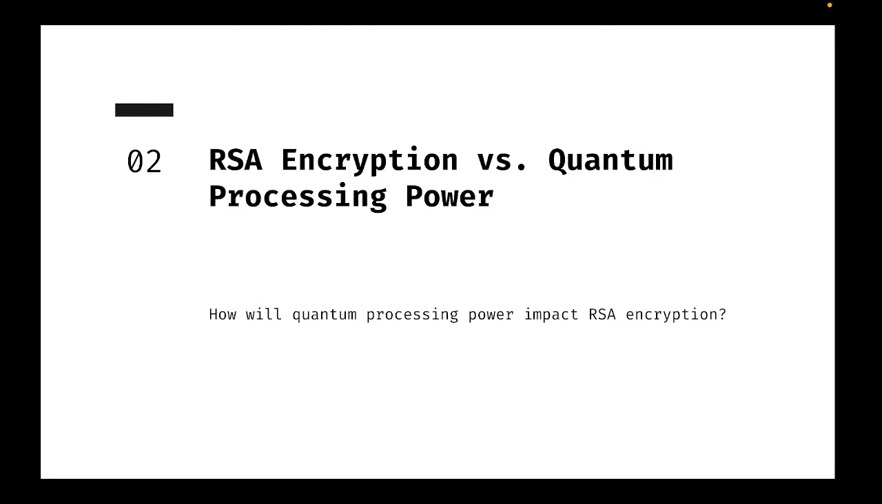Our next question talks about RSA encryption versus quantum processing power, and it asks, how will quantum processing power impact RSA encryption? RSA encryption is standard encryption, and it encrypts everything from passwords to credit card information. So as you can imagine, people with a quantum computer might be able to crack all of this. So how do you think our world might change? Will we have quantum cryptography to counteract this? Who knows? Leave your thoughts.